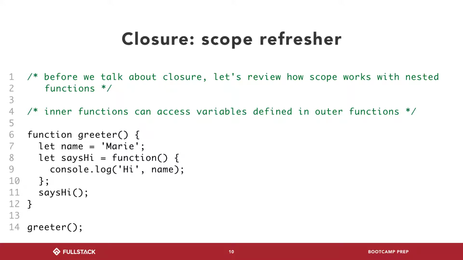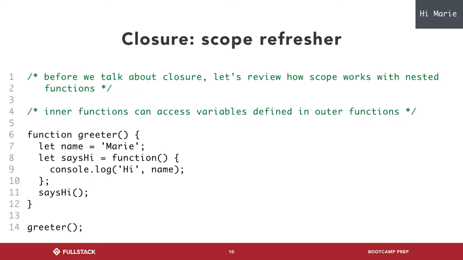If we look at this greeter function here, we have a name variable, and we have a function called saysHi, and when we invoke saysHi, it console logs out hi space name. In fact, if we run greeter, it's going to run line 14, take us to lines 6, 7, 8, execute line 11, which leads us back to line 8, then 9. Line 9 is going to look for name, find Marie, and run it, so we get back hi Marie. This is how we expect JavaScript and scope to work. When we invoke greeter, everything happens very nicely within this function scope for greeter.